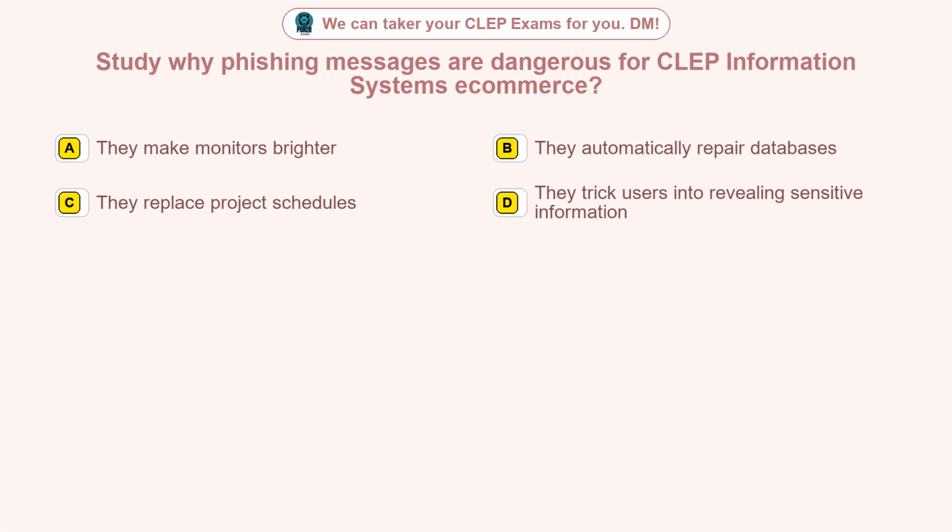Question 45. Study why phishing messages are dangerous for CLEP Information Systems Ecommerce. Option A. They make monitors brighter. Option B. They automatically repair databases. Option C. They replace project schedules. Option D. They trick users into revealing sensitive information. The correct answer is option D. They trick users into revealing sensitive information.